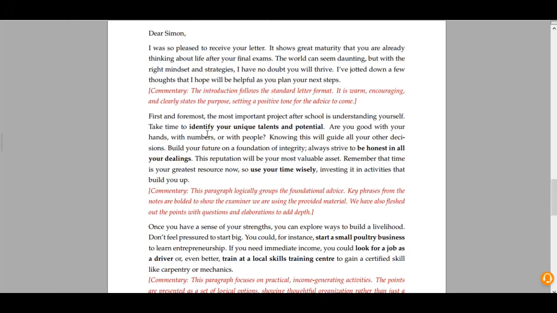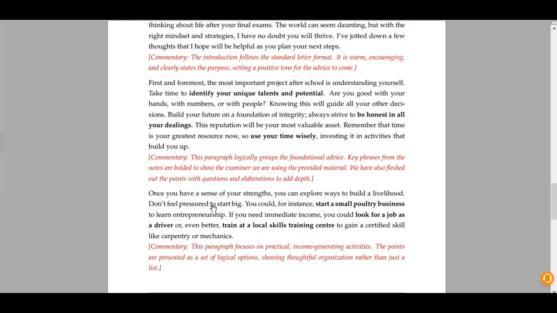"First and foremost, the most important project after school is understanding yourself." Good. So you set the objective of the paragraph in the first sentence, understanding yourself. Then you explain why or how someone can understand themselves. "Take time to identify your unique talents and potential." You give more meat, more juice. "Are you good with your hands, with numbers, or with people?" So you've set a positive objective in the first sentence, and then you justify that in the subsequent sentences. It's the same with each and every paragraph.